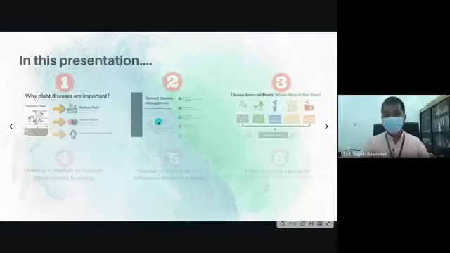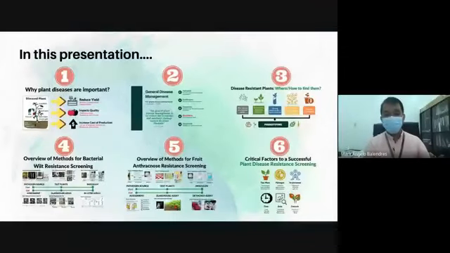So in this presentation, I divided this into 6 major groups. The first one is to briefly look at why we have to study plant diseases. Second is the general management strategies for plant diseases. Then we'll touch on where we find disease-resistant plants and how we know that they are resistant or susceptible. The fourth and fifth will focus on different screening procedures, one for bacterial wilt and one for fruit anthracnose.